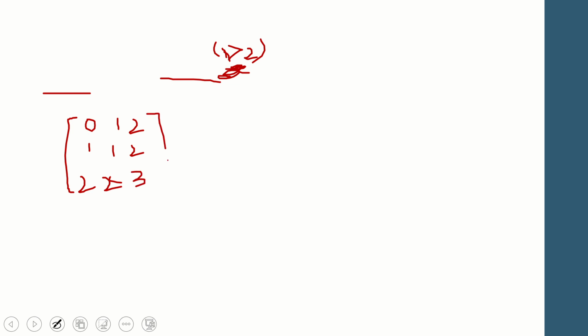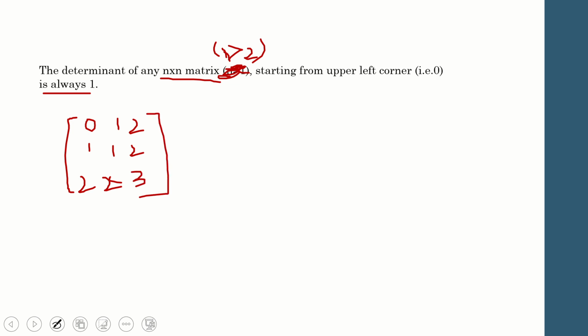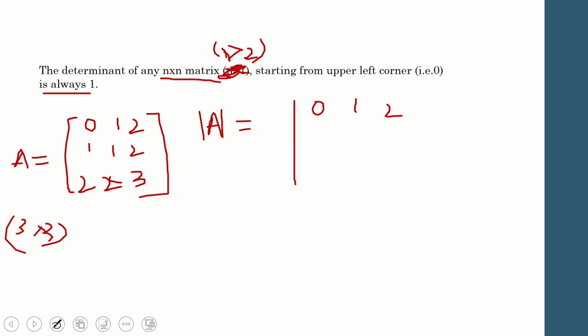Okay, this way it is given. Please observe it very carefully, class 8 to 10 students, how to calculate the determinant. Consider this is A and its order is 3 by 3 matrix. So I am going to find the determinant of A, that is determinant of 0 1 2, 1 2 1, 2 2 3.